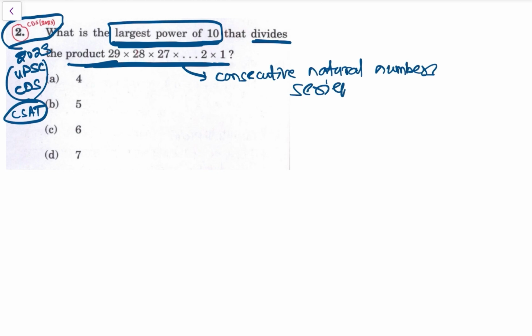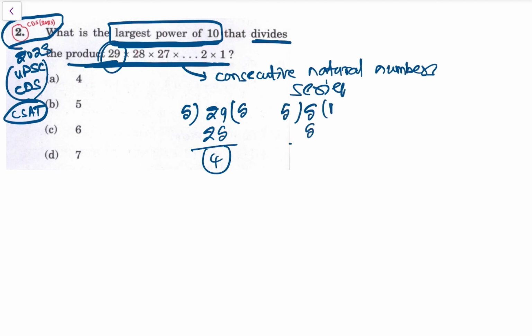So here 29. We take the largest number and divide it by 5. 5 fives are 25, so the remainder is 4. Then 5 divided by 5 again: 5 ones are 5, so 0. So 5 plus 1, that is 6. So 6 would be the largest power of 10. So what will come in this?